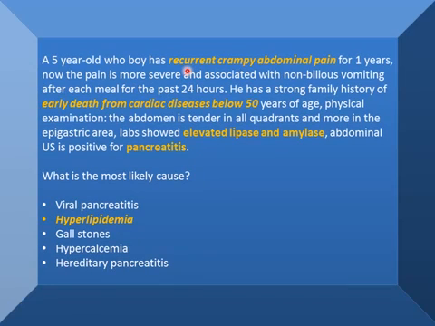The key words in this case: recurrent crampy abdominal pain, early death from cardiac disease below 50 years of age, which indicate there is hypercholesterolemia in the family, elevated lipase and amylase, and of course the pancreatitis. The most likely cause in this case is hyperlipidemia because of the family history of hypercholesterolemia.